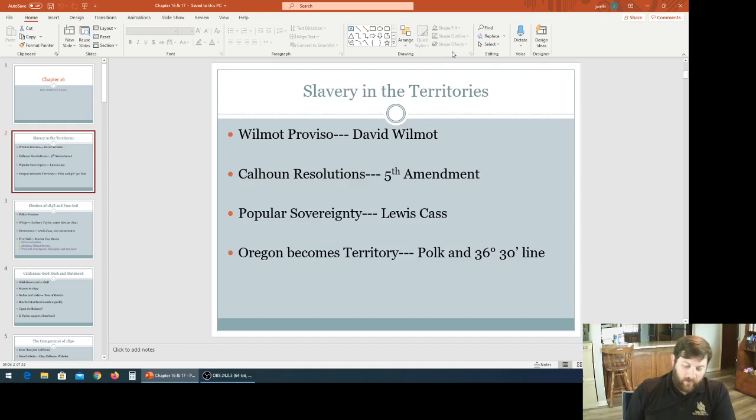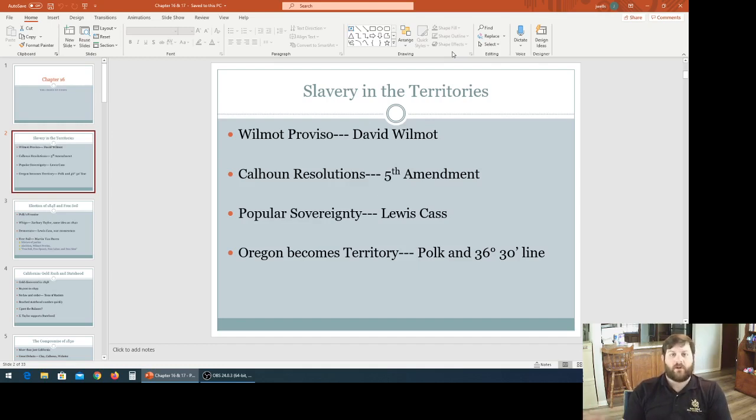Okay, so in 1848, we have the question of Oregon. Many felt it should be free, and some thought slave. Now Polk settles this when he decides it will be a free territory. It's not a state yet. Polk quickly decides here in 1848, look, Oregon is going to be a free territory.